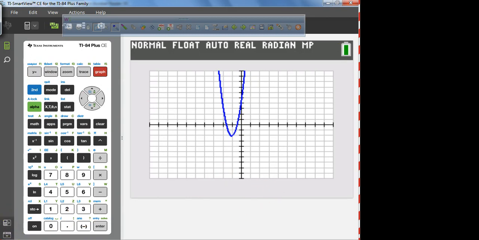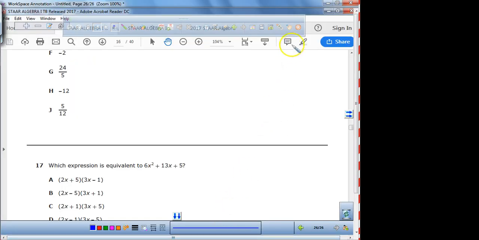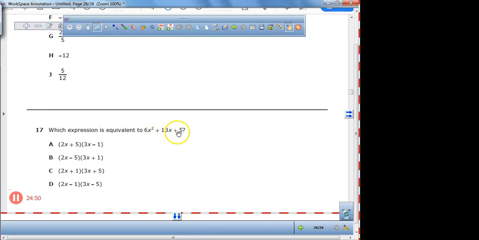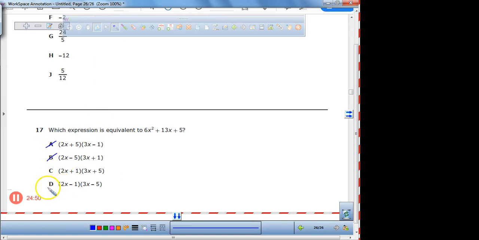Now, let me show you a cool little trick. You see how that's a positive and that's a positive? That means your factors all have to be positive, which means you're not going to use A, B, or D. That's one of those rules you have to know. If everything's positive, then all of these factors also have to be positive. But let's just type it in.